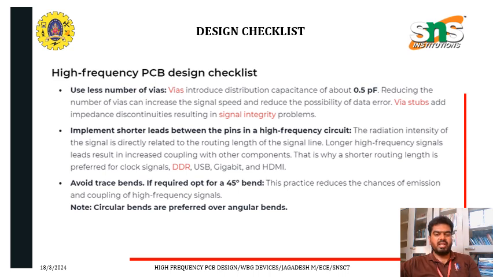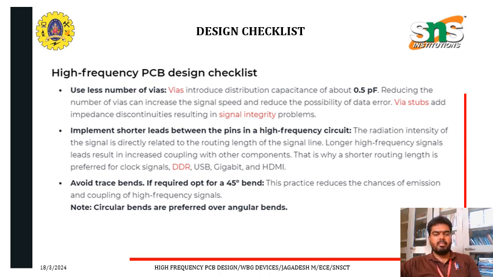Implement short leads between the pins in a high frequency circuit. The radiation intensity of the signal is directly related to the routing length of the signal line. Longer high frequency signal leads result in increased coupling with other components. That is why a shorter routing length is preferred for clock signals, DDR, USB, gigabit and HDMI.